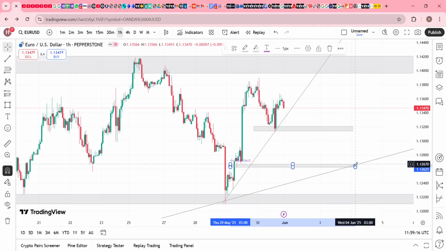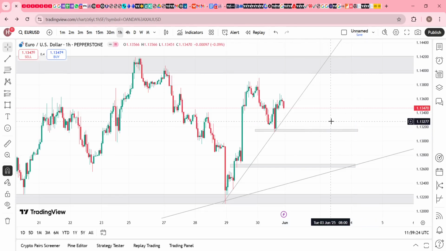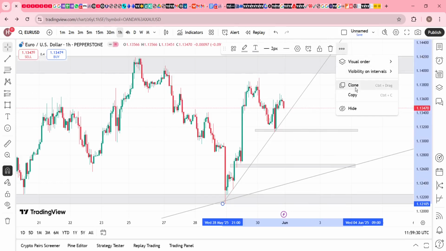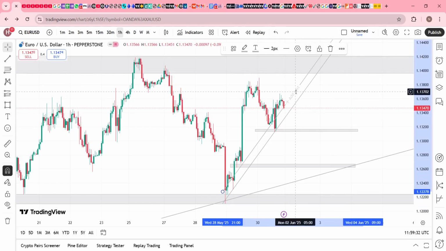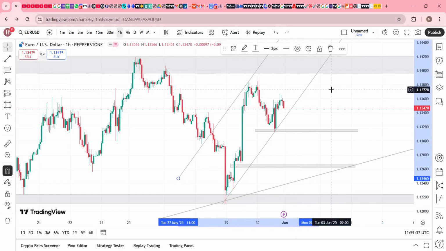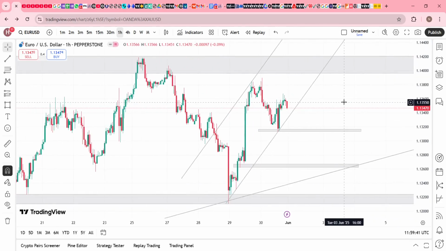This is what I'm seeing here. Here too, this is what I'm seeing. I like my zones to be very precise. Okay, so here I will clone this and put it as such. So this is it for EURUSD so far.